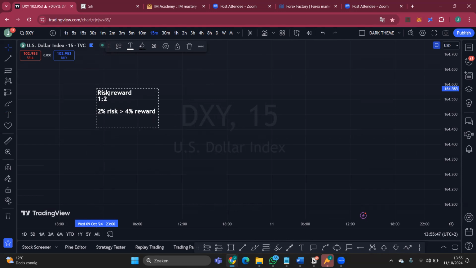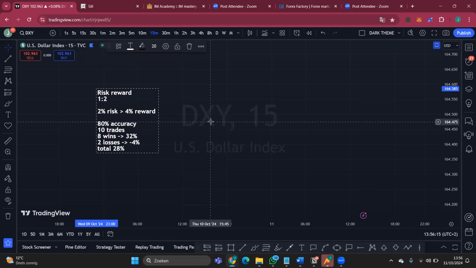Now, if you look at SIFI itself, SIFI is 80% accuracy, right? This means that when we have 10 trades, we will have 8 wins and 2 losses. In this example, 8 wins will give us 32% profit, and 2 losses give us minus 4%. This is a total 28% profit, which is crazy, right?